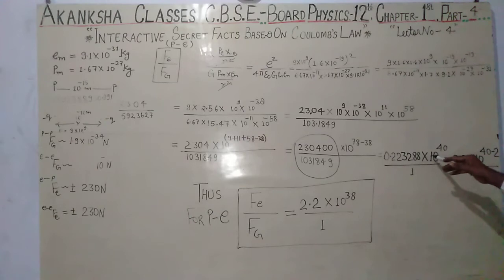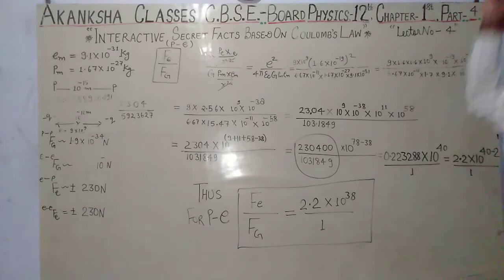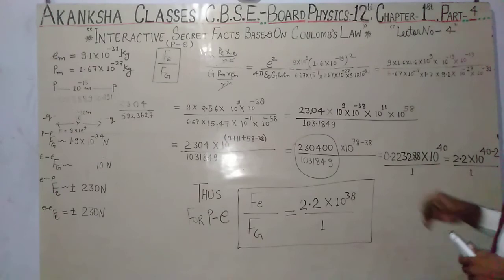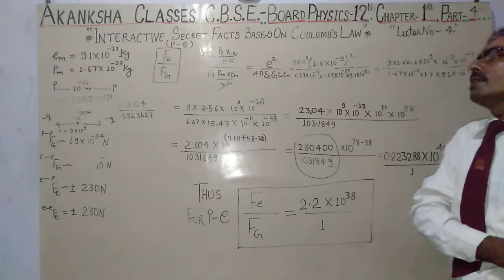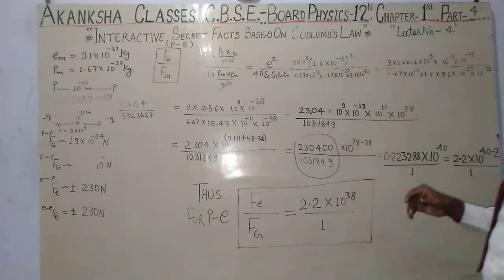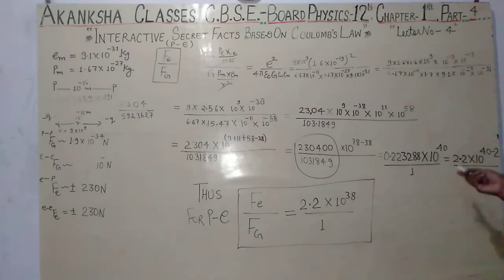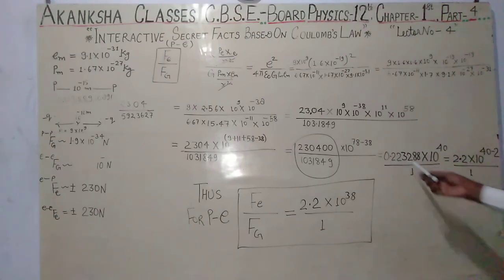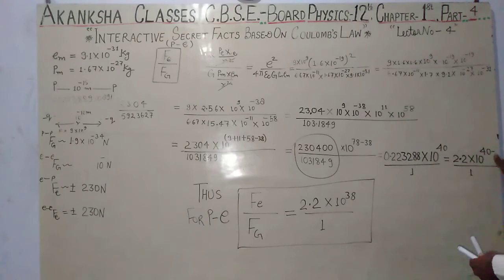0.223288 into 10 power 40 upon 1. That is the required ratio between the electrostatic force created between two different charges, one proton and one electron, kept at R separation, but here R is cancelled, so there is no value of R, and we get 2.2 into 10 power 40 minus 2, by 1.